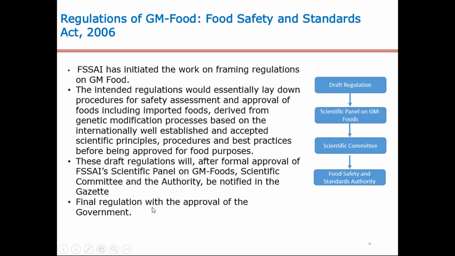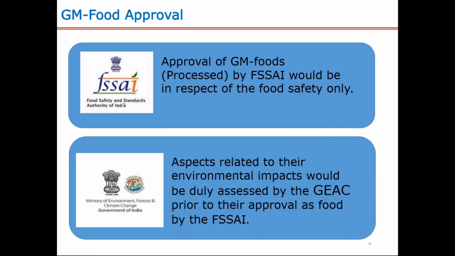The guidelines on labeling also, the draft guidelines have been published. They are draft and open for comments, where it says that any food containing GM above 1% must carry on the label that it contains GMO. So the approval of GM foods by FSSAI would be in respect of food safety, but any aspects relating to their environmental impacts will be by the GEAC.